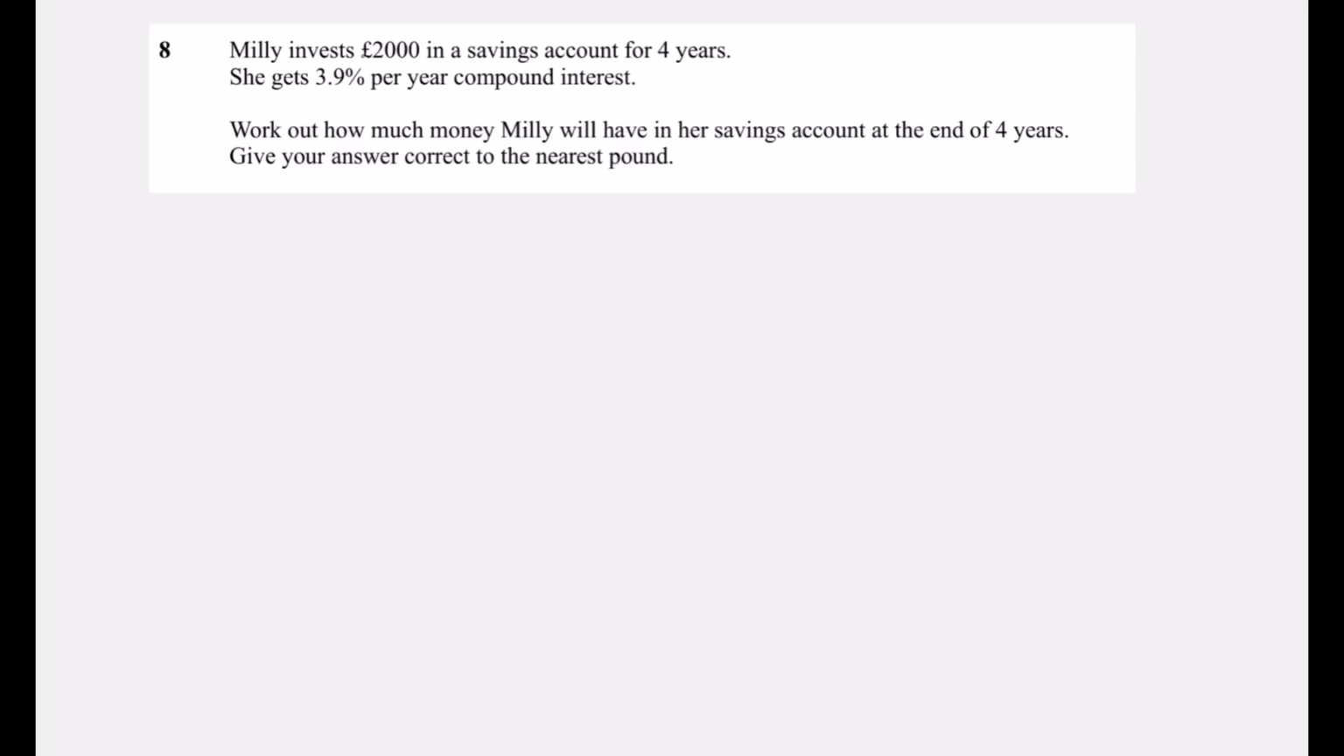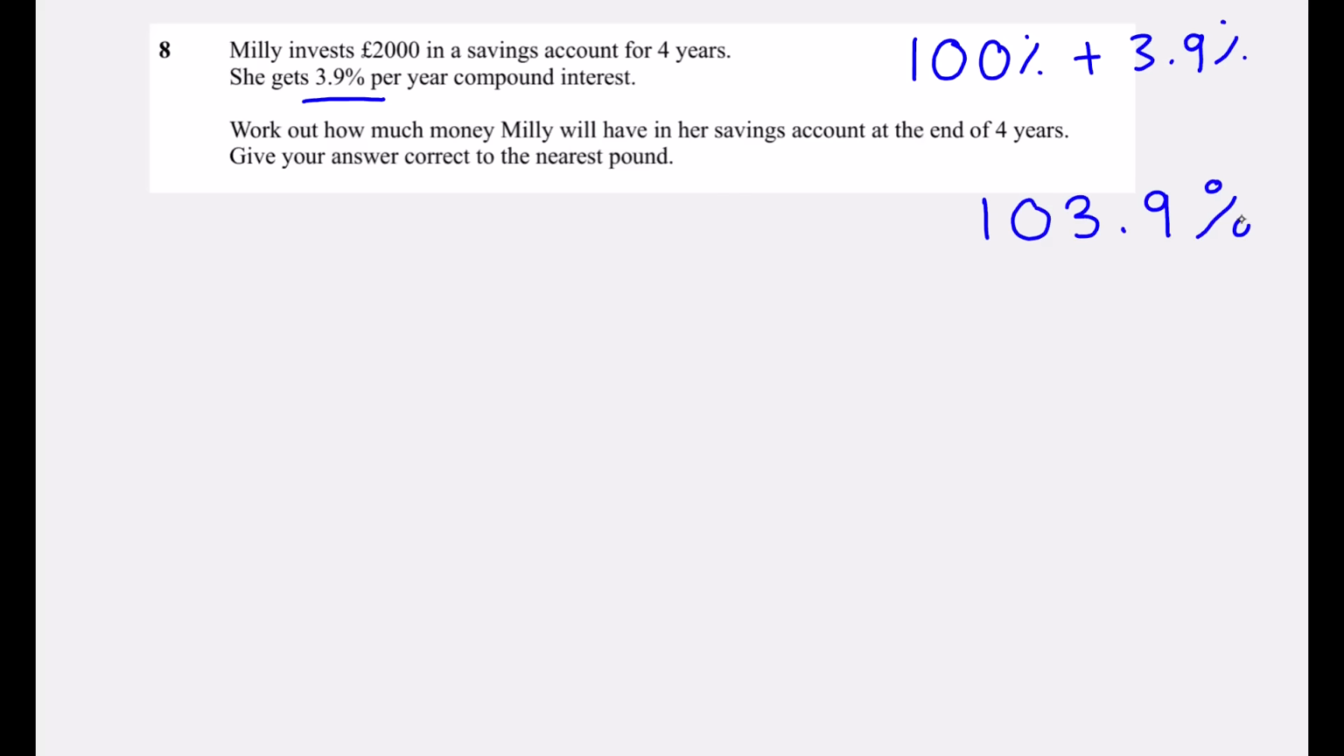Question 8. Millie invests £2,000 in a savings account for 4 years. She gets 3.9% per year compound interest. Work out how much money Millie will have in her savings account at the end of 4 years. Give your answer correct to the nearest pound. So we're adding on 3.9% every year. So at the end of each year, we're going to have what we started with, 100% plus 3.9%. So we want 103.9%.